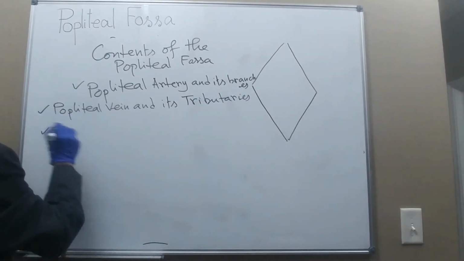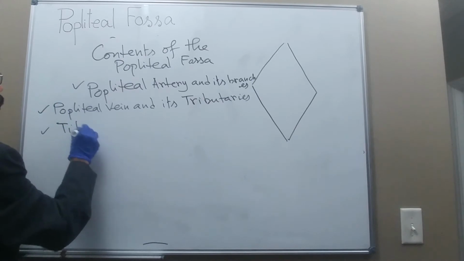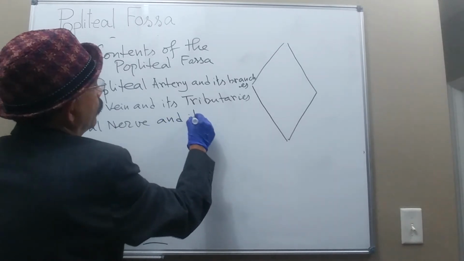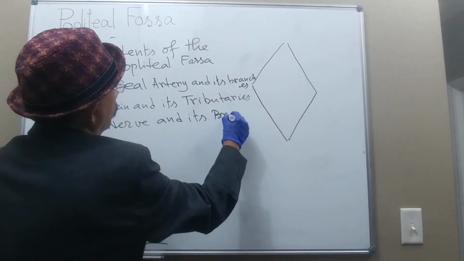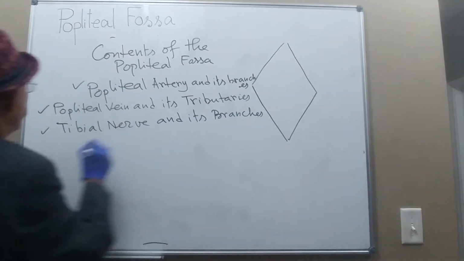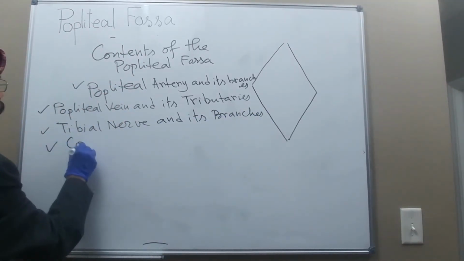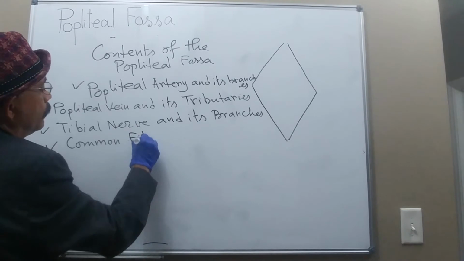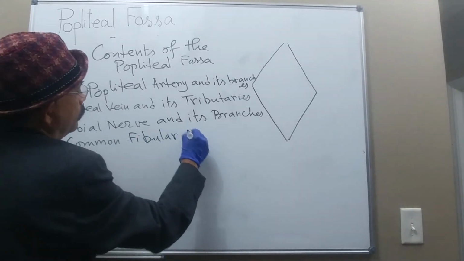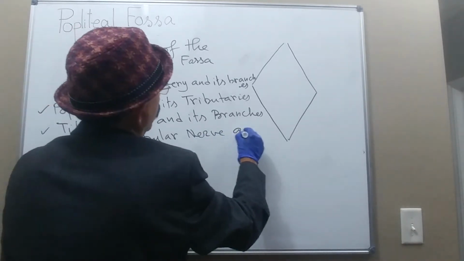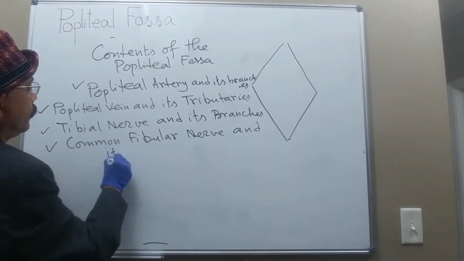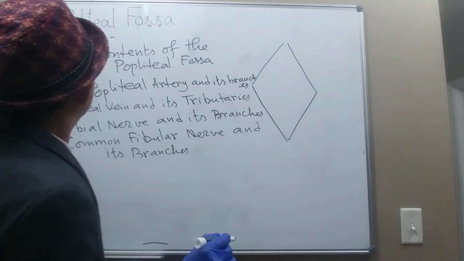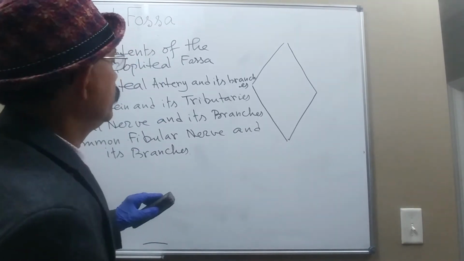Then we'll get the tibial nerve and its branches. Okay, we'll get the common fibular nerve and its branches. So these are the major contents.